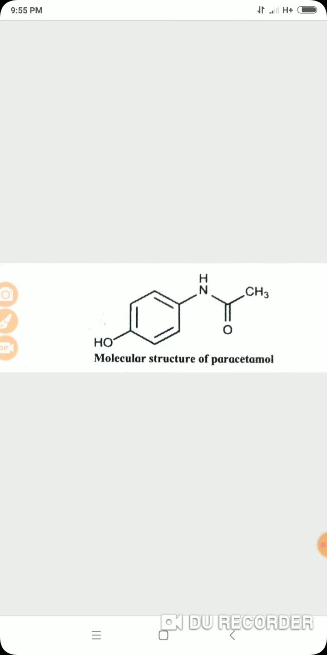Next, question number 6. Name two drugs which reduce body pain. We studied that drugs which reduce body pain are called analgesics. Aspirin and salicylic acid are drugs which reduce pain. Paracetamol is also a very common drug which reduces pain.